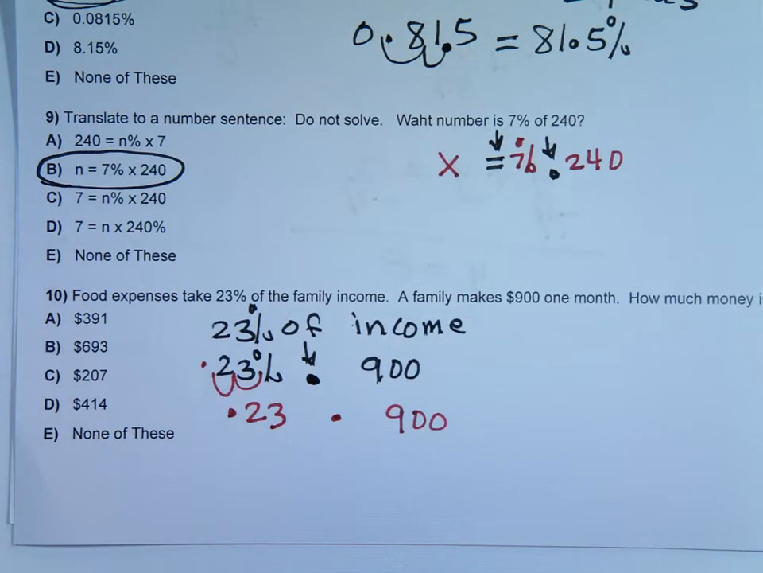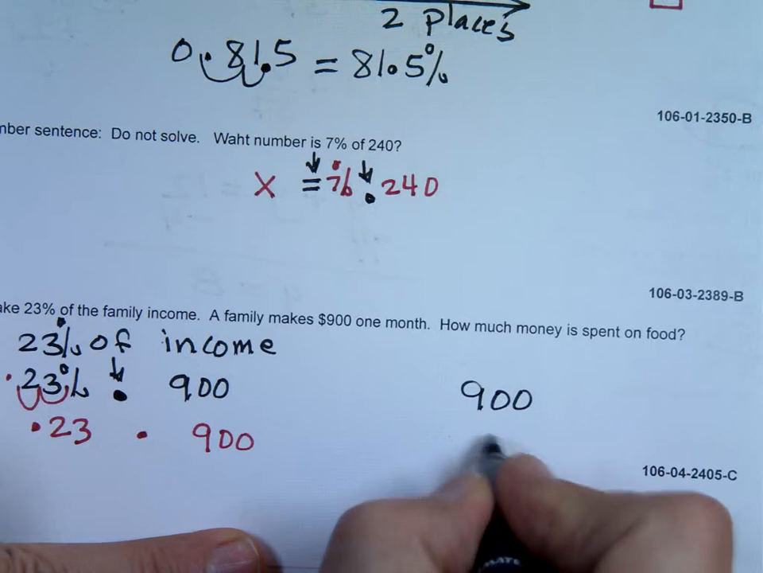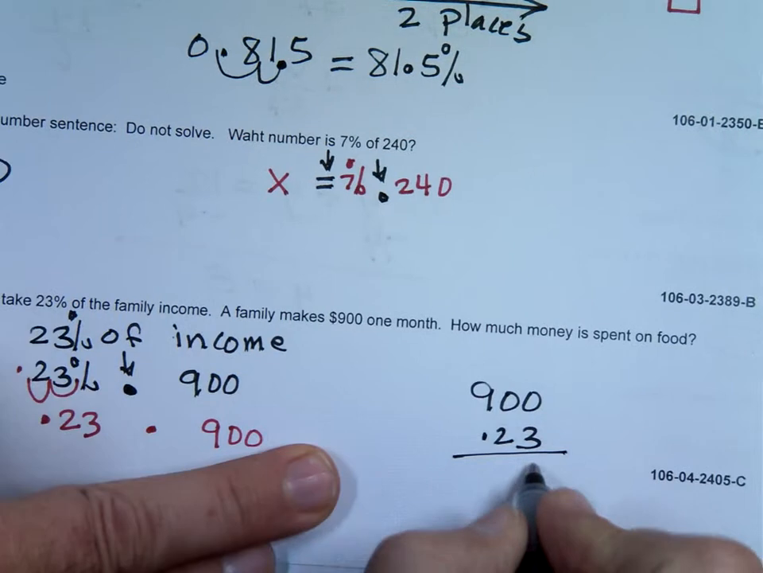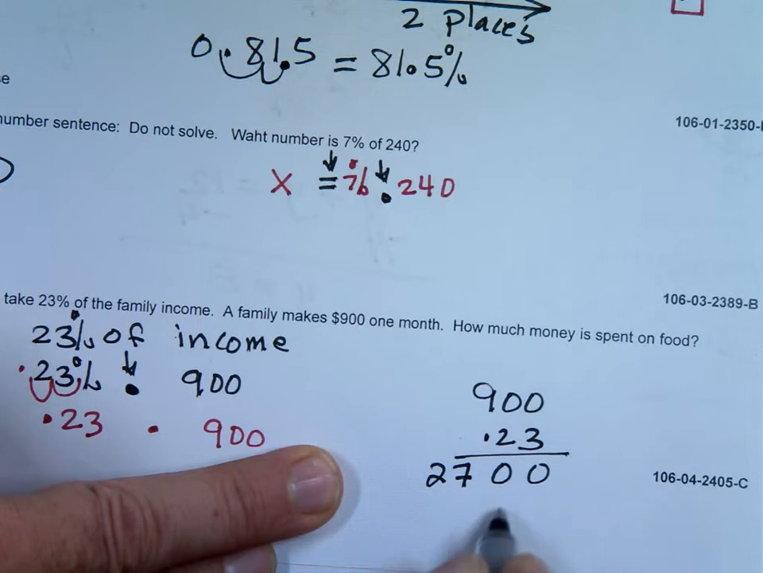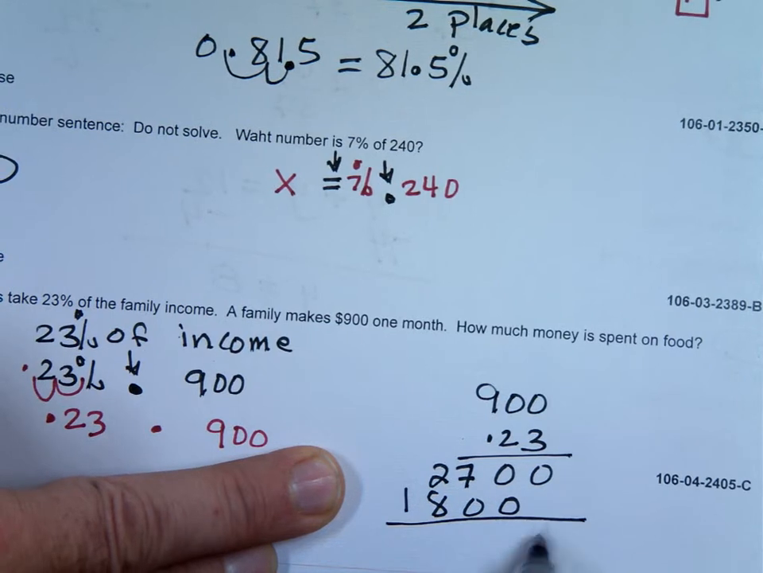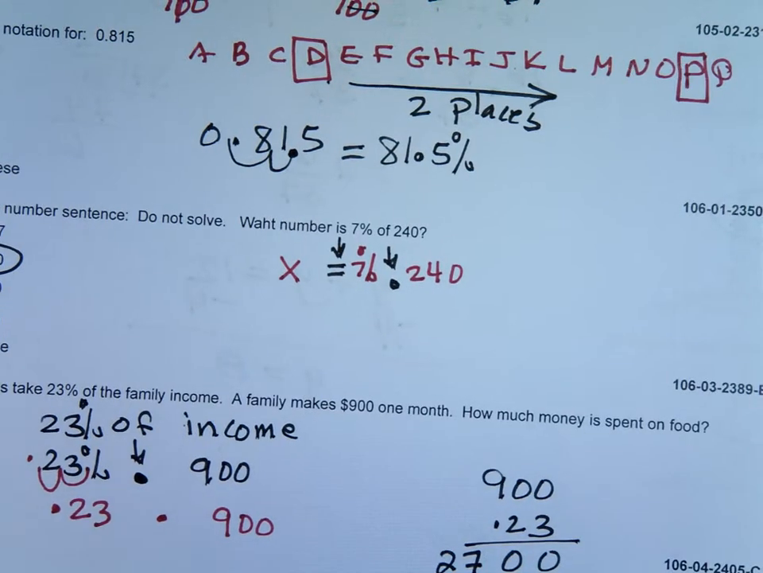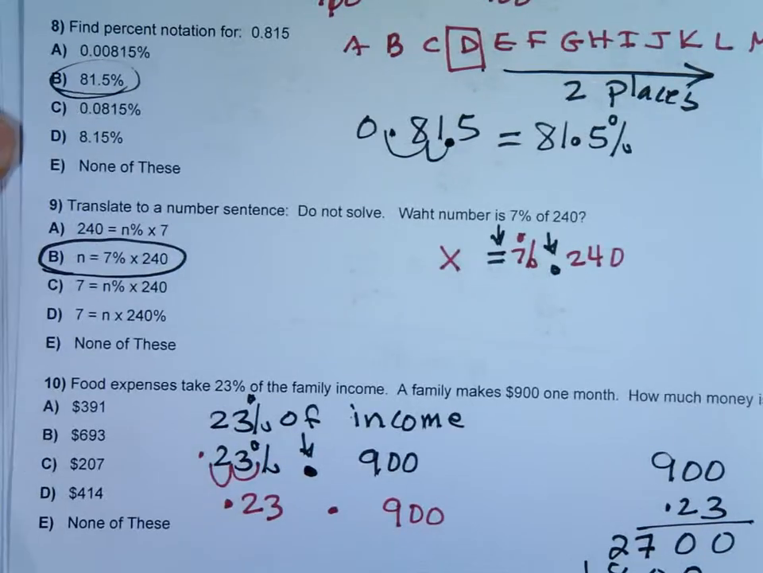So let's go to the side, multiply them. There's the 900, 0.23. 3 times 0, 0. 3 times 0, 0. 3 times 9, 27. 2 times 0, 0. 2 times 0, 0. 2 times 9, 18. You got to move the decimal point how many places? 2. So how much money? $207. Do we have 207? See it?